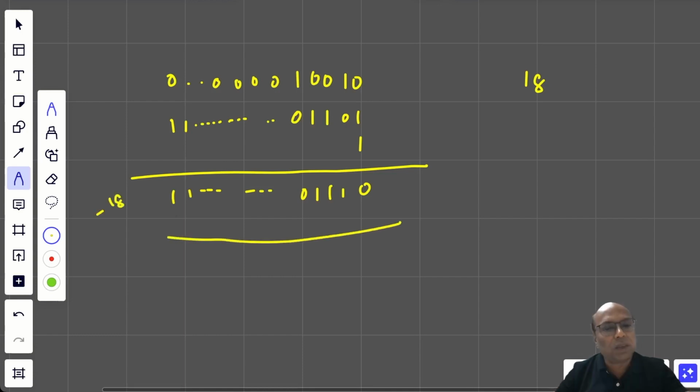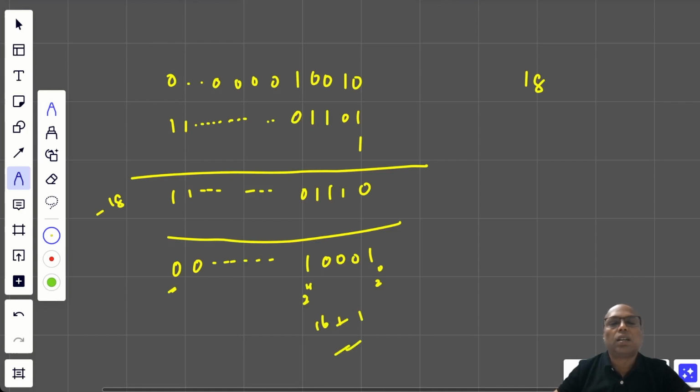Now, when I inverse it, what happens? This will become 0, 0, 0. All are 0, 1, 0, 0, 0, 1. Right? Now, the first bit is a sign bit, which is 0. Therefore, you can calculate 2 raised to 0 and 2 raised to 4. 16 plus 1 is 17. I got 17. That's the answer I got.